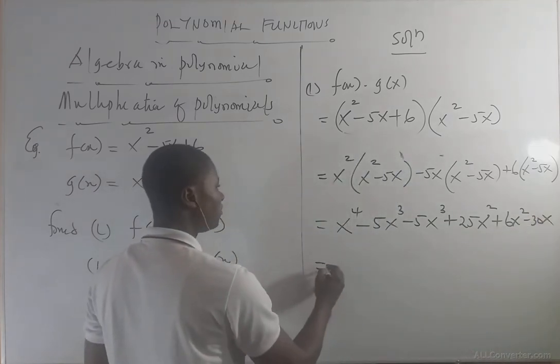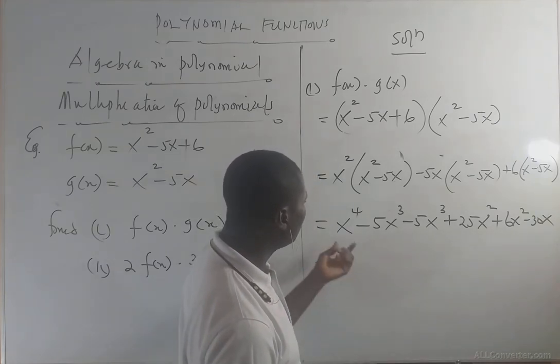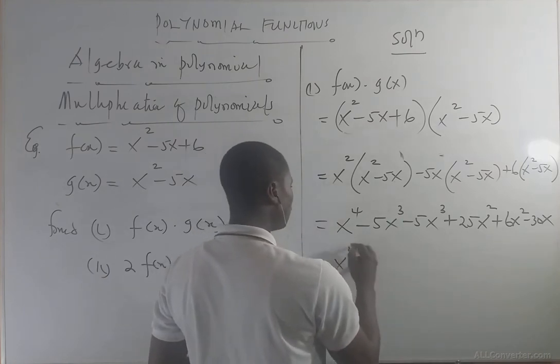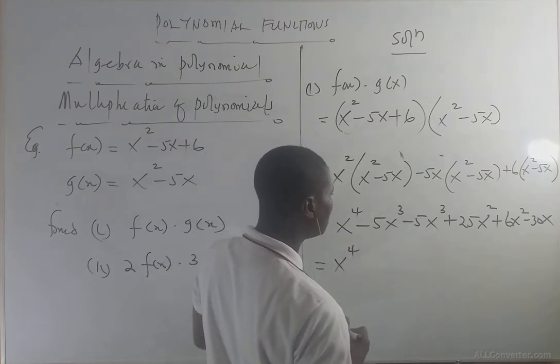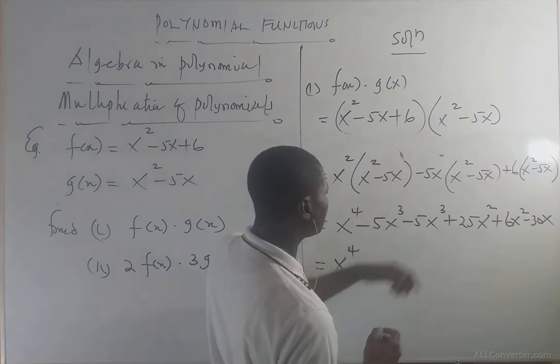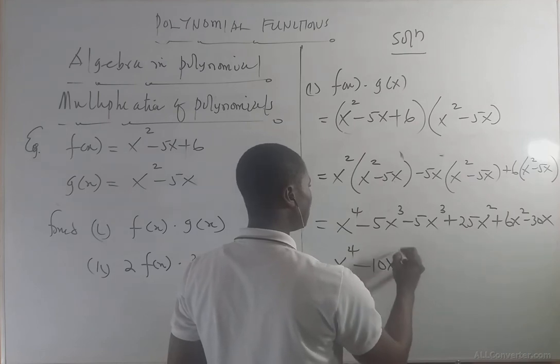Then we now simplify. In simplification, we look at the like terms. The only x to the 4 term we have is this one. So we have x exponent 4. Okay, then we look at the cube term. We have minus 5x cubed minus 5x cubed. Minus 5 minus 5 will give us minus 10. So we have minus 10x cubed.